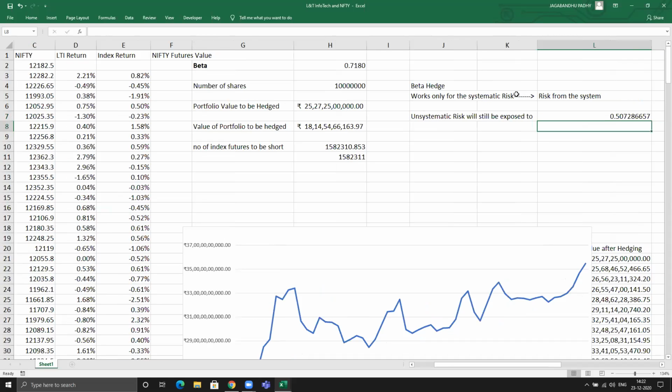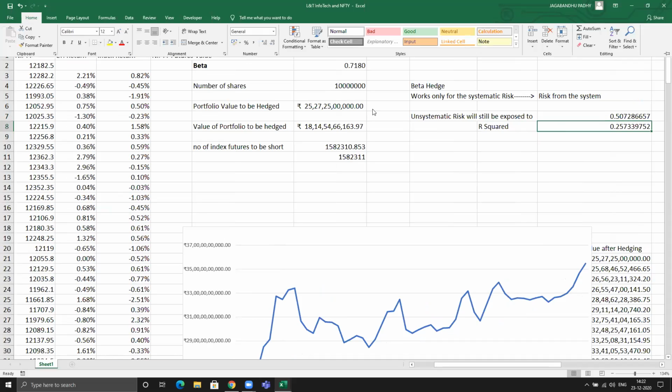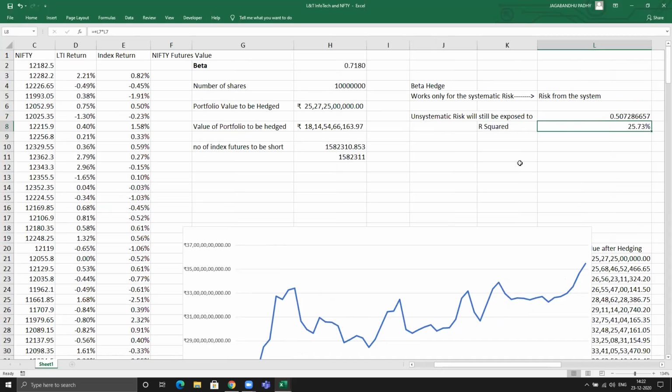This into this, so you can say 0.25. So this is our R squared. So you can say, in percentage terms, 25.73% is only the systematic portion, right? So this is the systematic portion that we have.